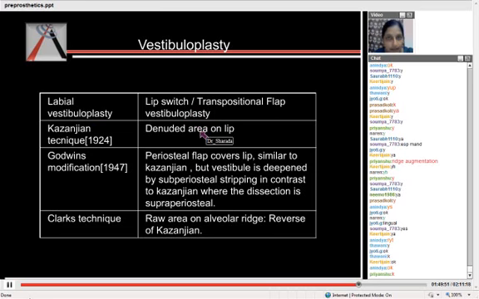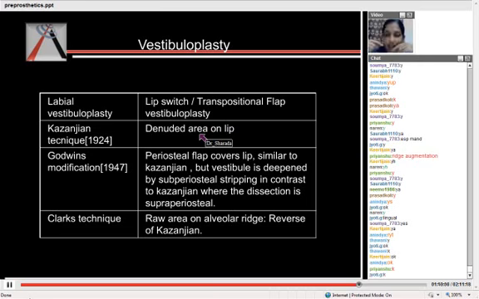The reason being, whenever you open up the vestibule in order to deepen it, you're going to have a flap. That is taken from the lip and from the alveolar bone, the alveolar mucosa. So labial vestibuloplasty is also known as lip switch or transpositional flap vestibuloplasty.